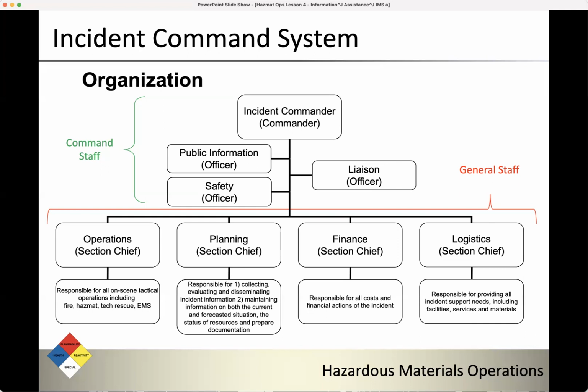Finance, if you want to get paid, somebody better be taking care of all the parties involved and how much time this is taking and what materials, what absorbent or whatever we're using, tools we're using to manage this scene. Somebody's got to get a list of that. And logistics, who's going to provide for communications? Are we going to need meals? Are we going to need a bulldozer or a track hoe or something like that? Somebody has to do those jobs. A lot of times on smaller incidents, the incident commander does all those jobs.